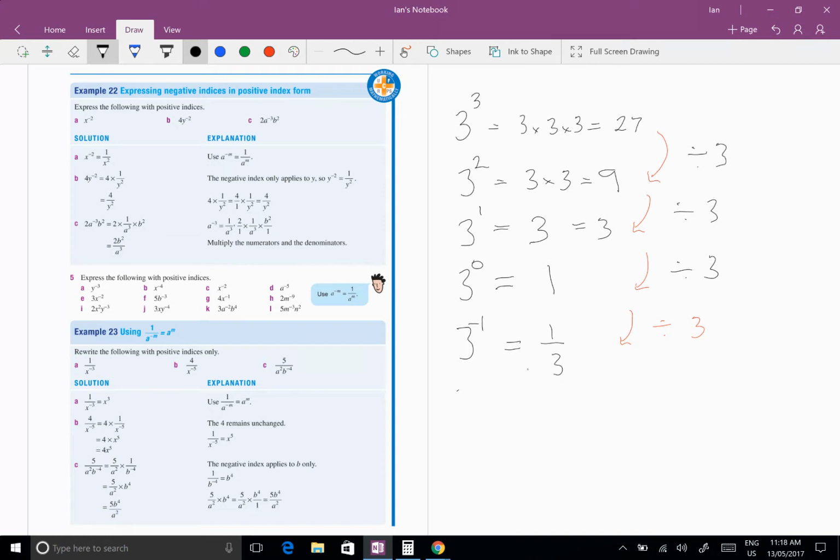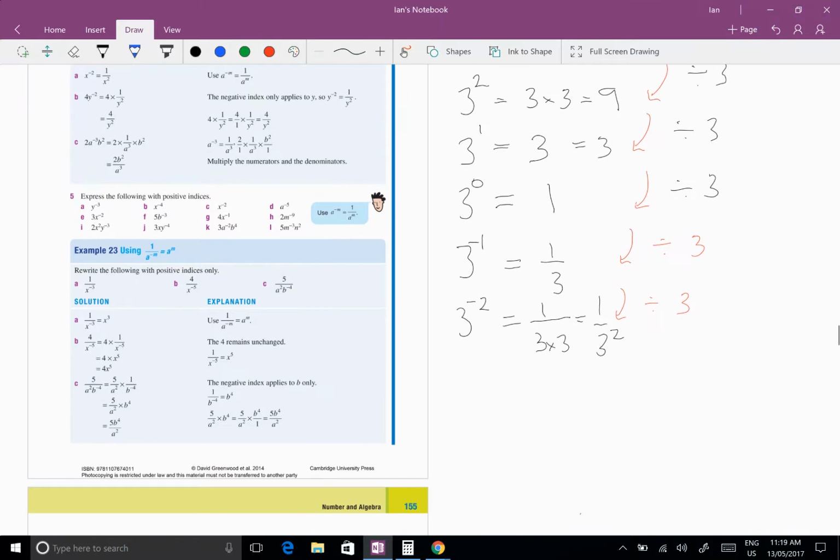So what about 3 to the negative 2? Well, we keep going with the pattern. We'll divide by 3 again, and we'll get 1 over, now this is interesting, 3 times 3, because the 3's on the bottom. Hey, that is the same as 1 over 3 squared.